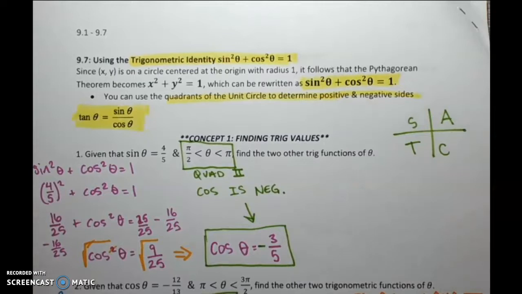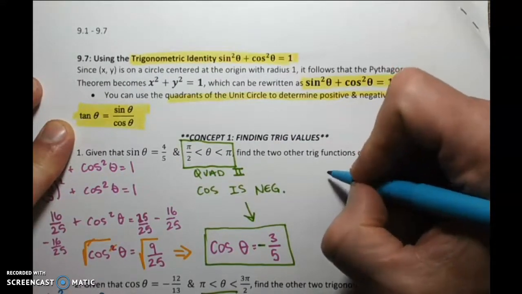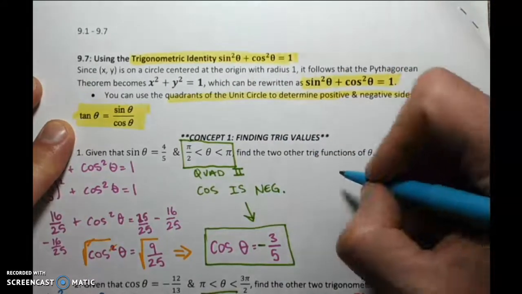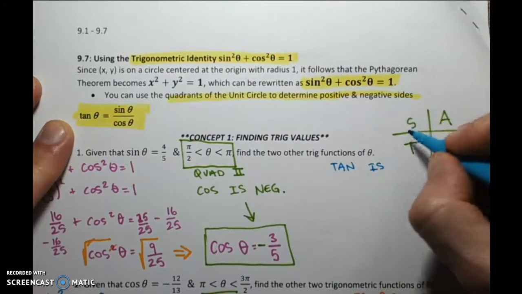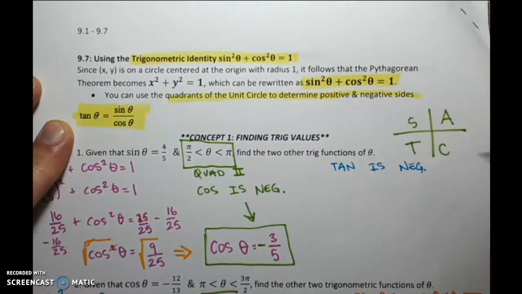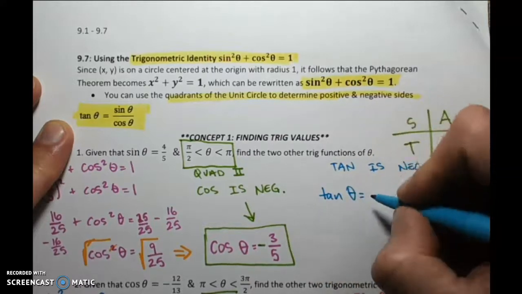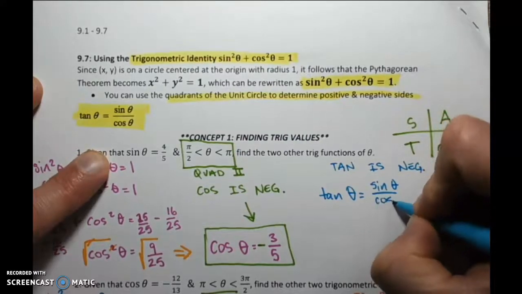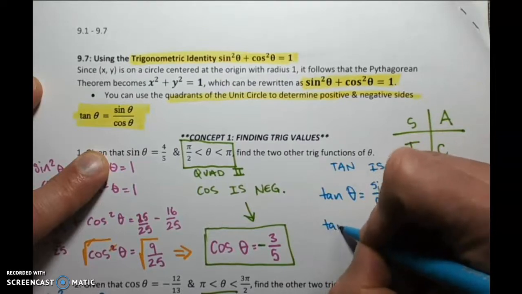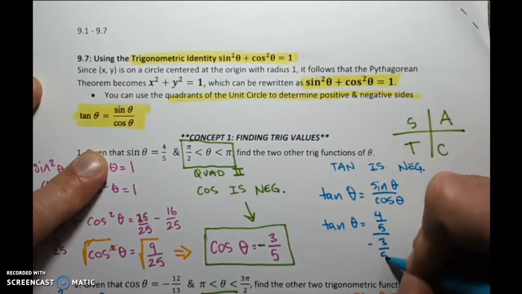Okay. Next, what I'm going to do is solve for tangent. And I'm going to use this right here: tangent theta equals sine theta over cosine theta. And just real quick, in quadrant number 2, tan is negative. So we should know it's negative. You're going to solve for it anyway. But tan theta equals sine theta over cosine theta, and I have tan theta equals 4/5 over negative 3/5.